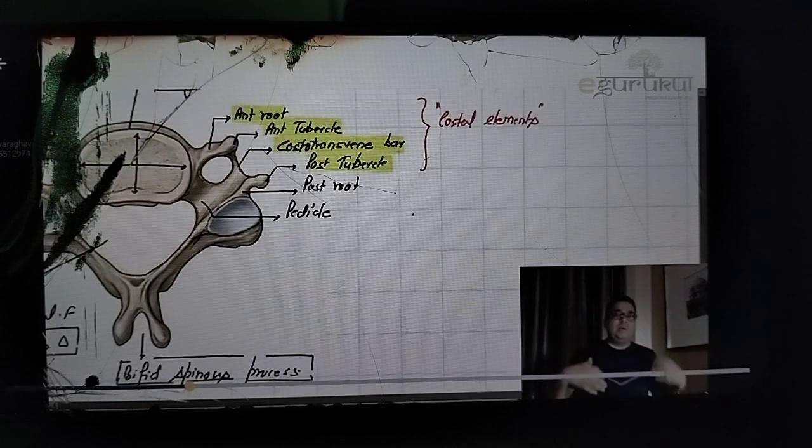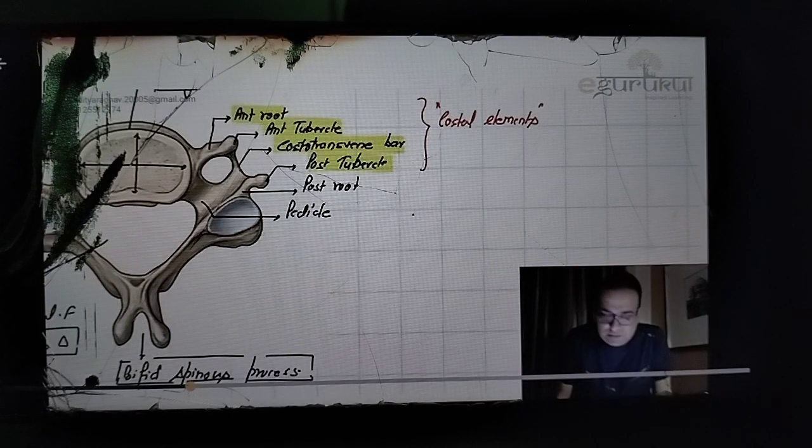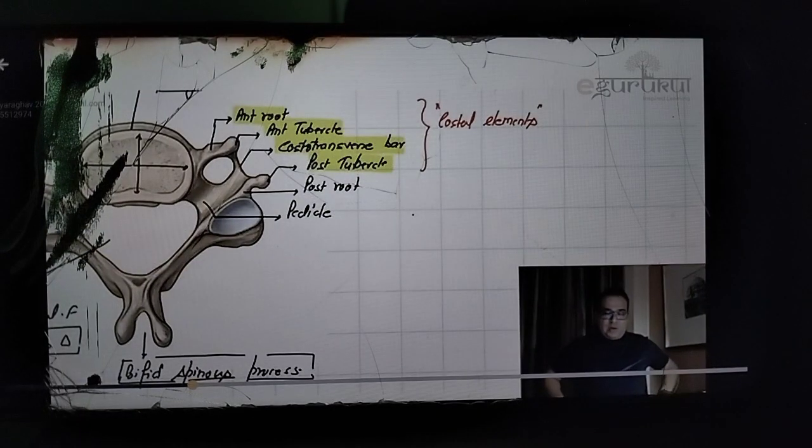So basically, in the lower vertebrae, like in the thoracic vertebrae, this is the part of the vertebrae which will give rise to the ribs. Anterior root, anterior tubercle, costotransverse bar, and posterior tubercle, not the posterior root. So these are all called the costal element of the typical cervical vertebrae.